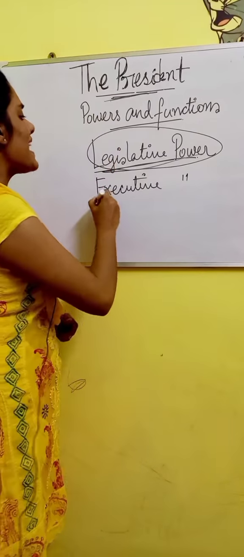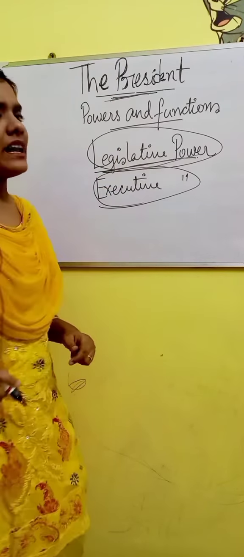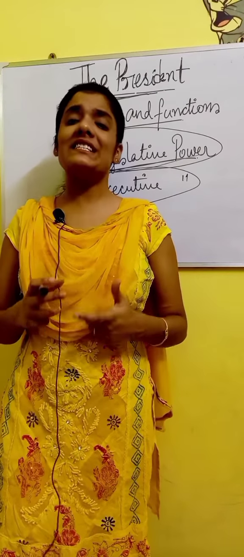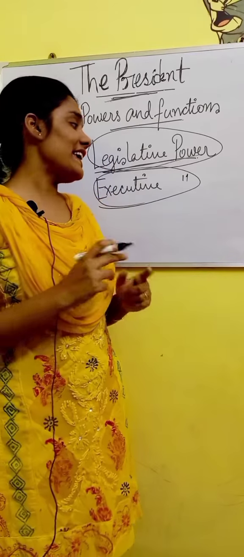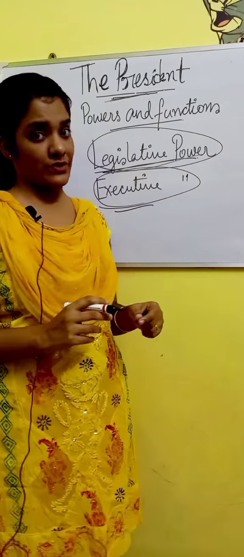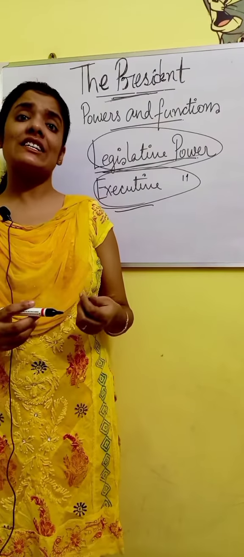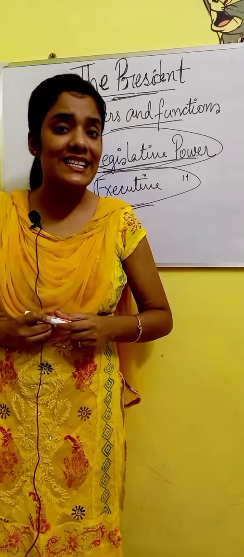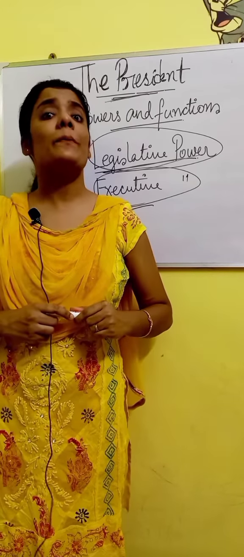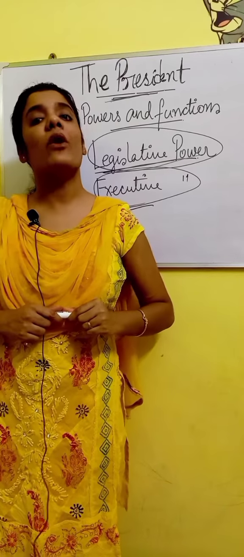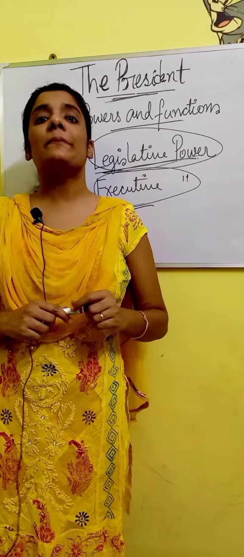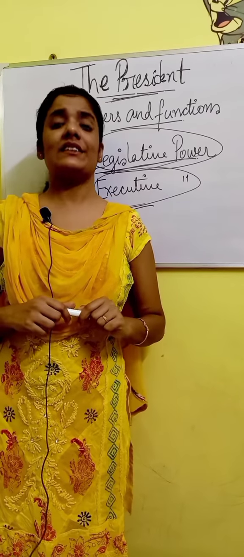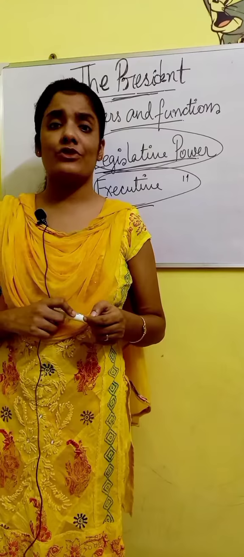Okay, now we will study about the executive power of the President. Now, as I told you when I began with the President, the President is the nominal executive. He is also the head of the executive. Okay, so what is the major executive power of the President? The first and foremost executive task of the President is to appoint the Prime Minister. Okay, from among the ruling party in the Lok Sabha, the President appoints the Prime Minister, and after consultation with the Prime Minister, the President also appoints his council of ministers.